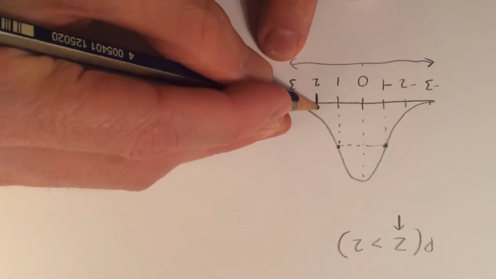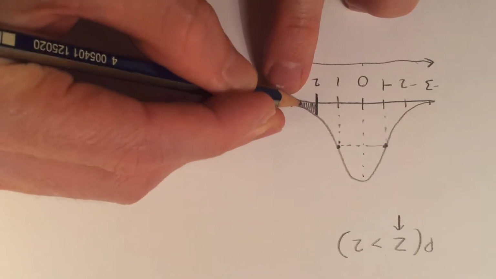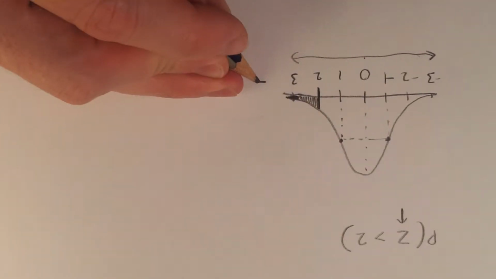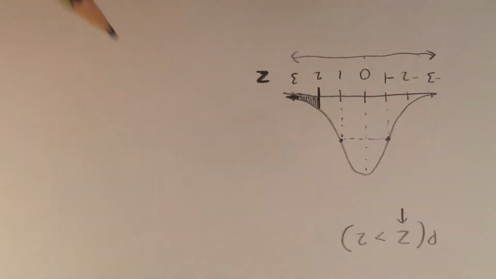In this question we're asked for the probability of Z being greater than 2, so there is 2 and we want to find that area. That area is the probability of Z being greater than 2. Sorry, and along this axis we're actually measuring Z.